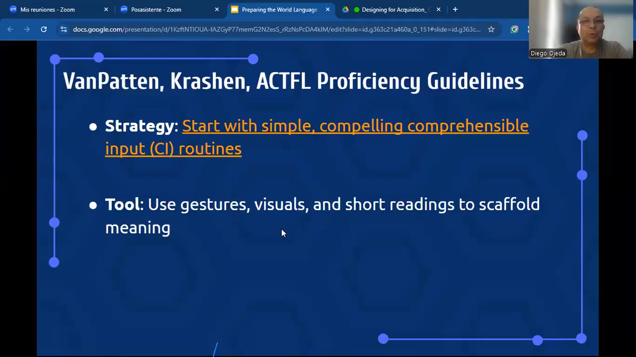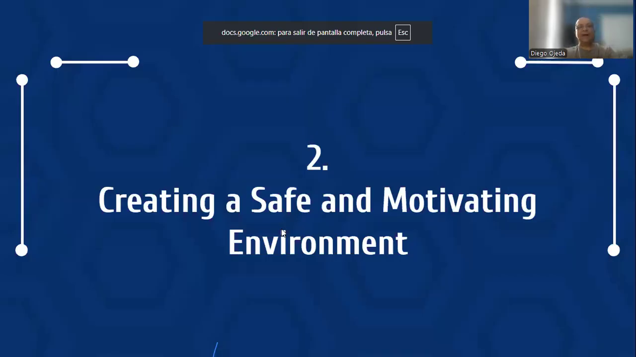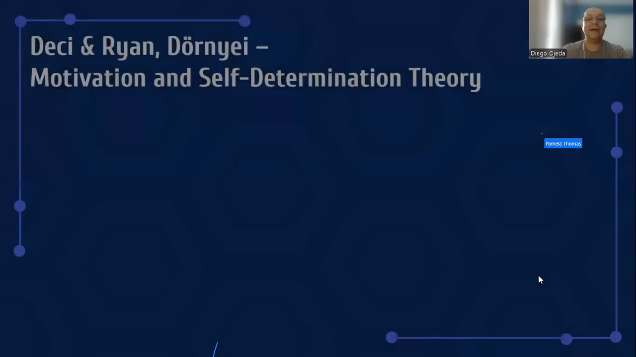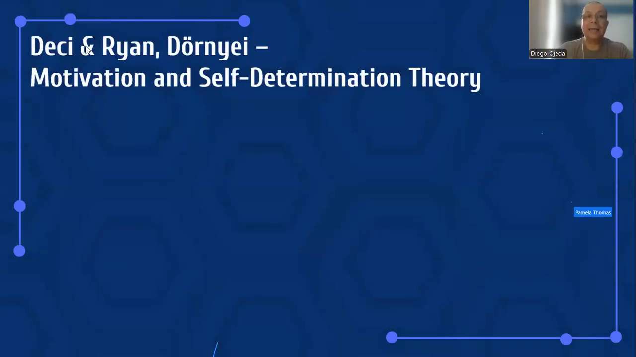Number 2, creating a safe and motivating environment. So again, here on the top, I'm telling you where I got this information from. And we're going to talk about motivation and self-determination. Okay? So, why is a safe environment so crucial in a world language classroom? Well, students must feel safe, seen, and successful.